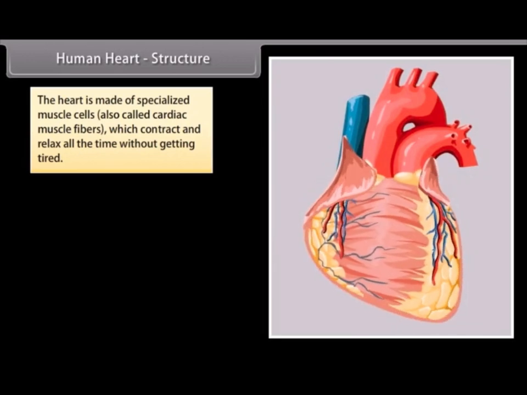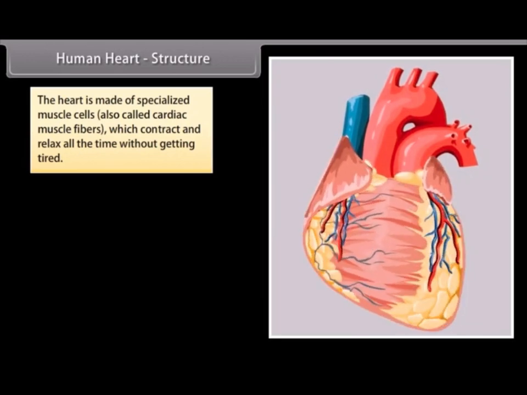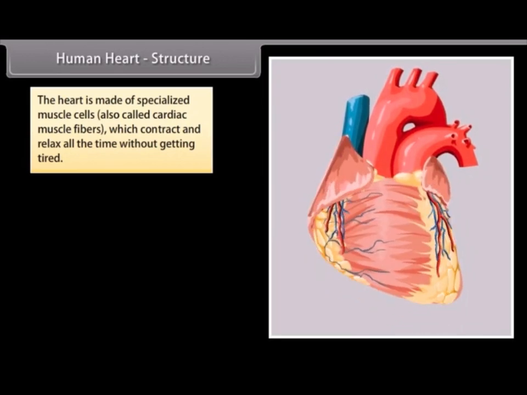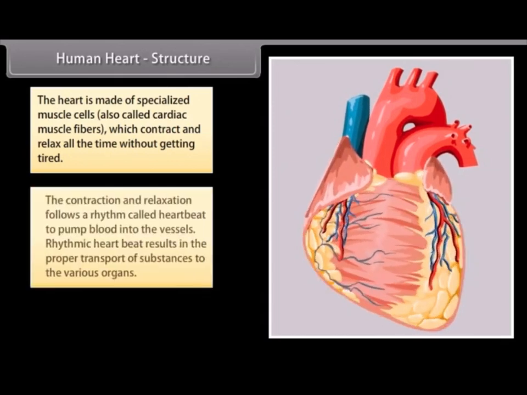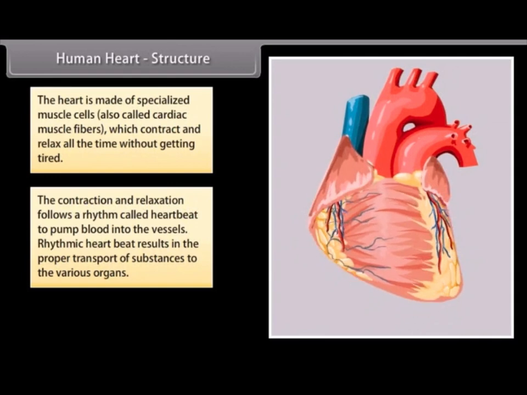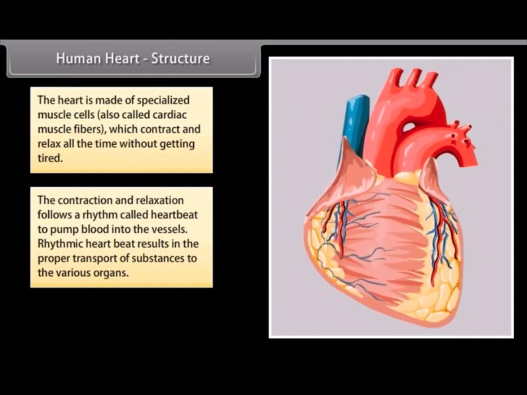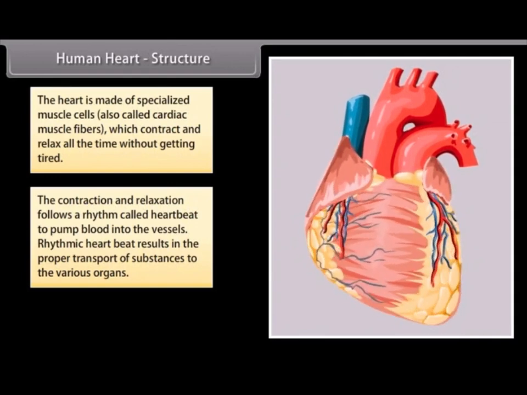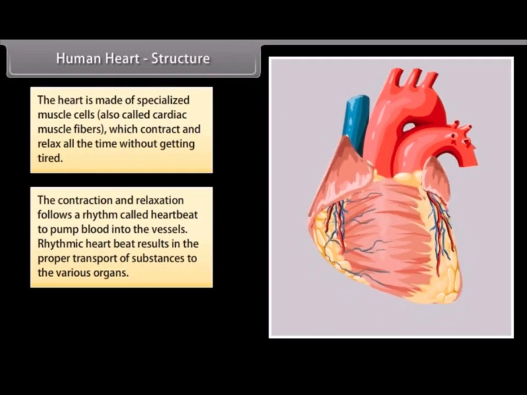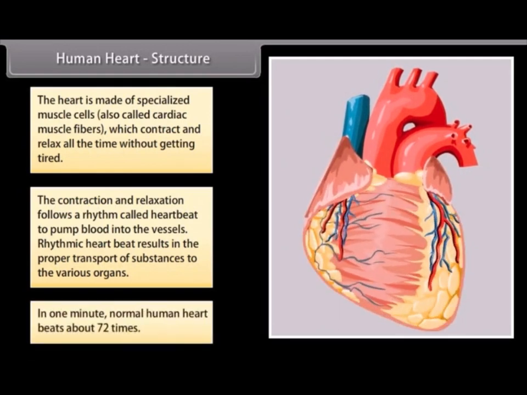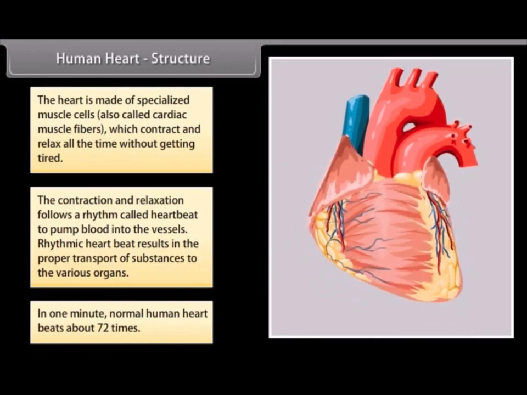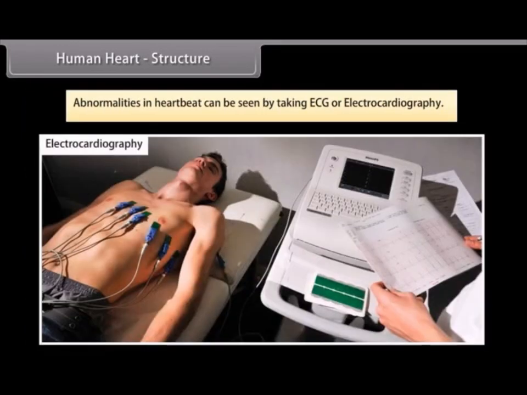The heart is made of specialized muscle cells, also called cardiac muscle fibers, which contract and relax all the time without getting tired. The contraction and relaxation follows a rhythm called heartbeat to pump blood into the vessels. Rhythmic heartbeat results in the proper transport of substances to the various organs. In 1 minute, a normal human heart beats about 72 times. Abnormalities in heartbeat can be seen by taking an ECG or electrocardiography.